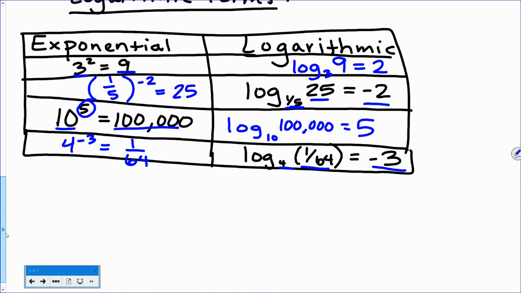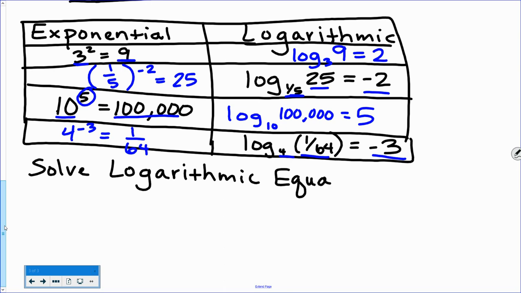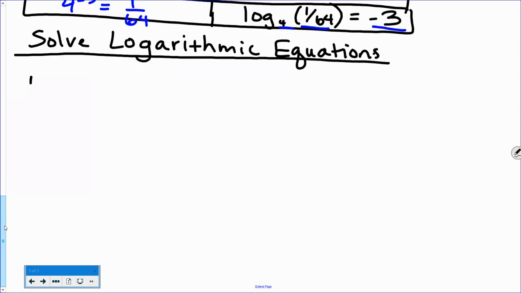Okay, the other part to this lesson, we will get to solve equations. So we will solve logarithmic functions or equations. And we'll look at 4 examples of those, and then this lesson will be over. So our first example, log base 4 of x equals negative 2.